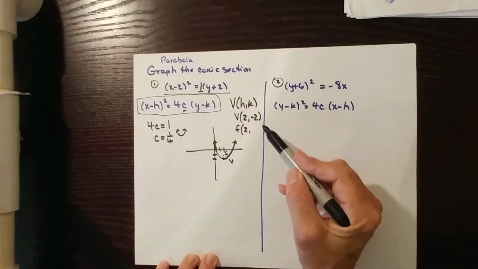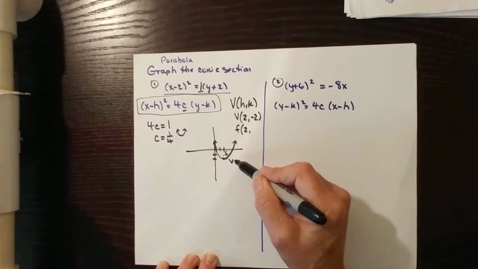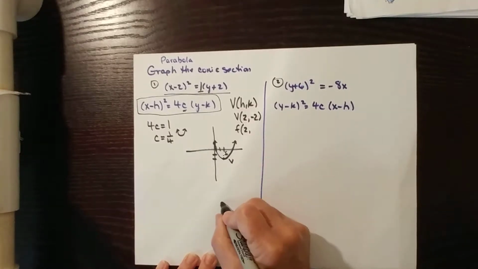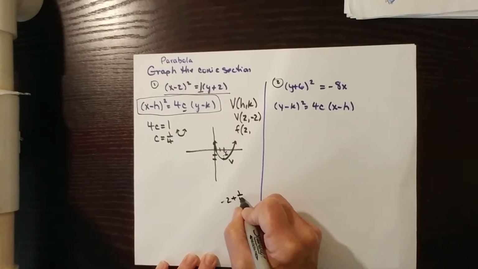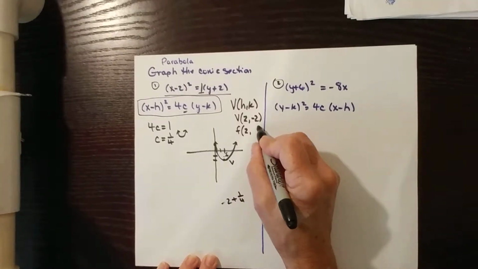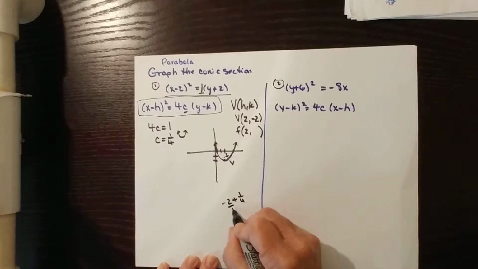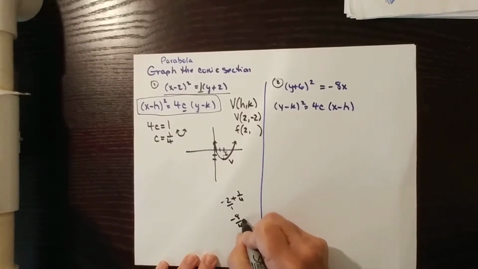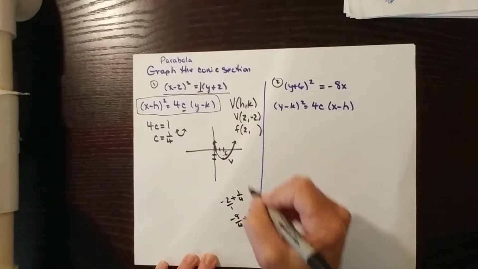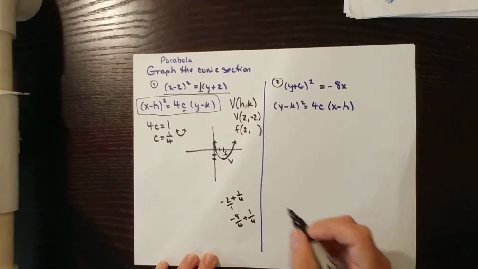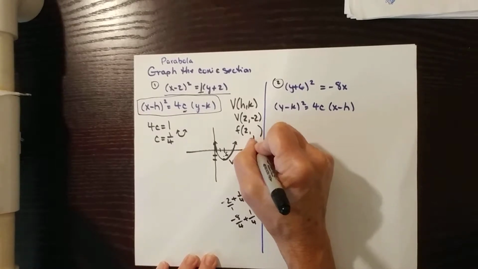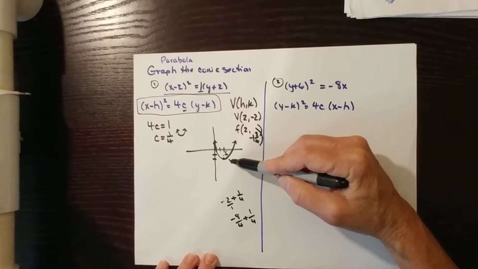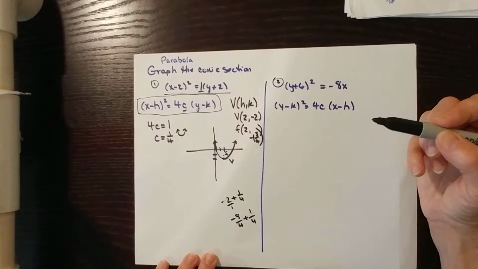So if the vertex is at y is -2, then the y coordinate for the focus is -2 + 1/4. If I make this a common denominator of 4, I get -8/4 + 1/4. So it's going to be -7/4 or -1 3/4. I can't really fit it in there. So that's the coordinates. You move 1/4 up.